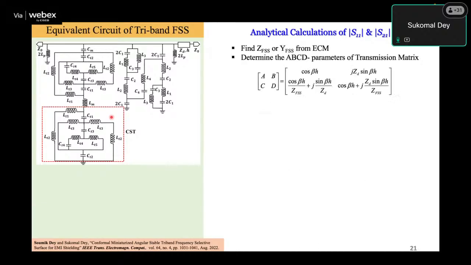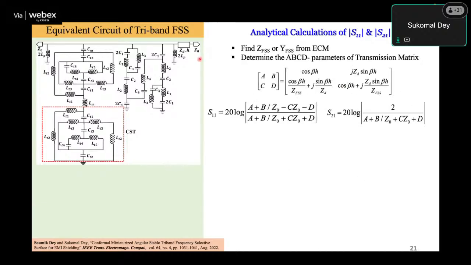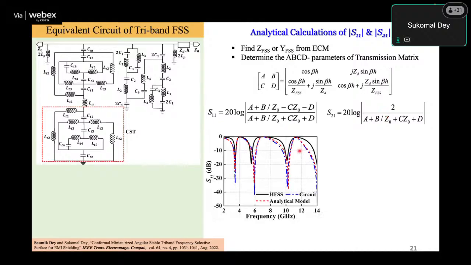Now, analytical calculations of S11. First you have to find the impedance of the FSS, or the admittance of the FSS. Then you do it in a conventional ABCD matrix. Then you calculate your S11 and S21 using the conventional formulas. All these formulas are available. And then accordingly you can see the HFSS model, circuit model, and analytical model. These three things we are showing over here.